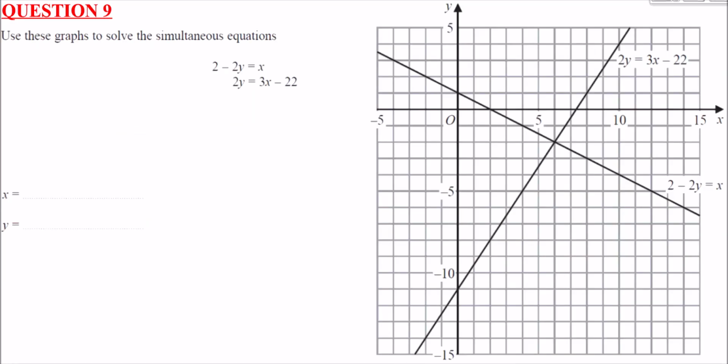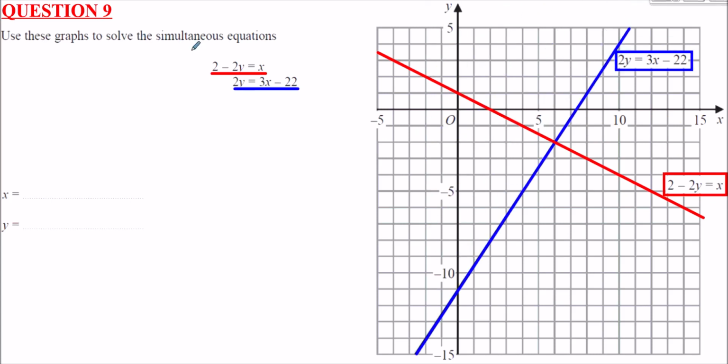Question 9, we have a graph with 2 different straight-lined graphs drawn on. So we need to use these graphs to solve the simultaneous equations 2 minus 2y equals x and 2y equals 3x minus 22. If we look at these graphs and the equations, 2 minus 2y equals x is exactly the same as this line, and 2y equals 3x minus 22 is exactly the same as this line here, which is sloping upwards. So this one I'm going to annotate in red, and 2y equals 3x minus 22 I'm going to add in blue.